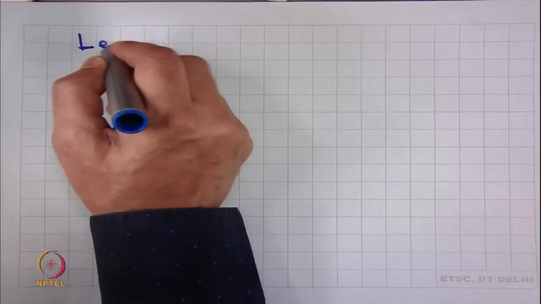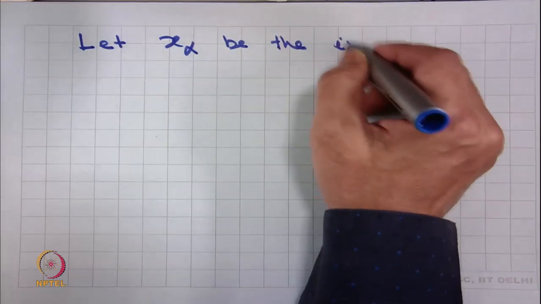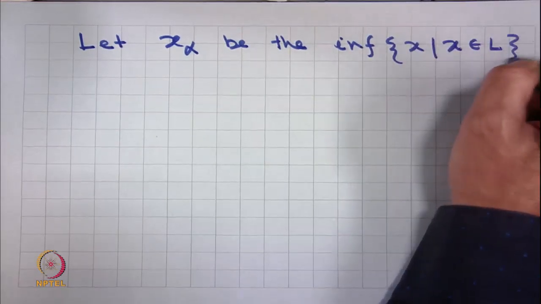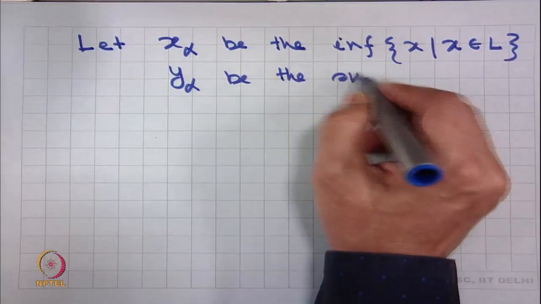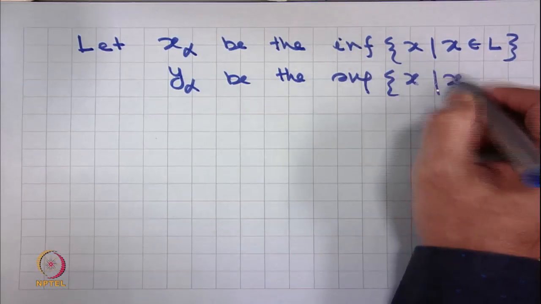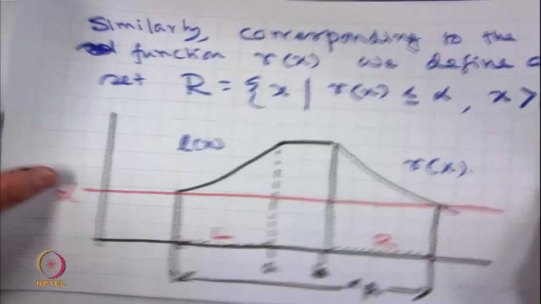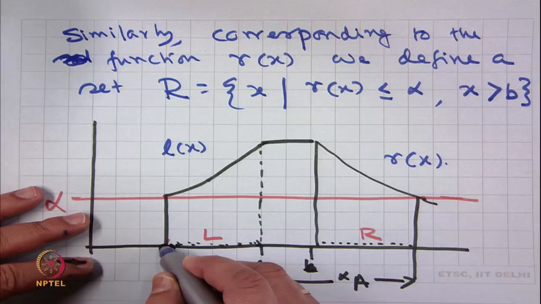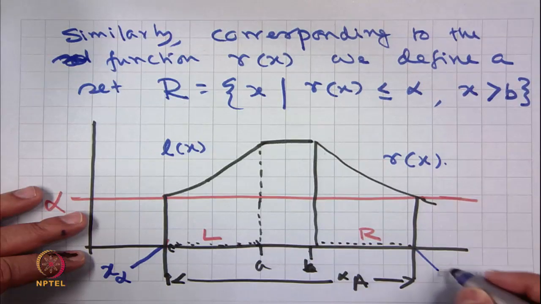Let x alpha be the infimum of x, x belonging to L, and y alpha be the supremum of x, x belonging to R. So, if we go back to the figure again, then infimum of all these points I am calling it x alpha, and supremum of all these points I am calling it y alpha.